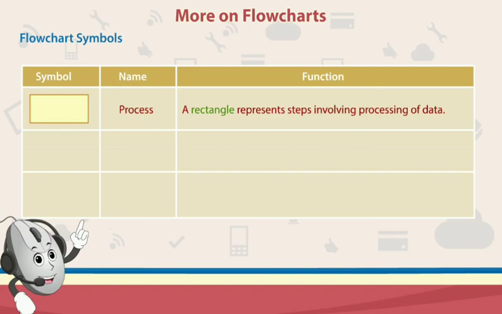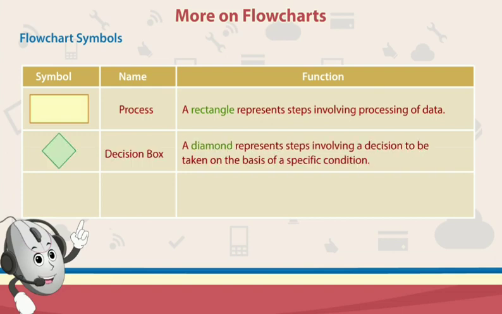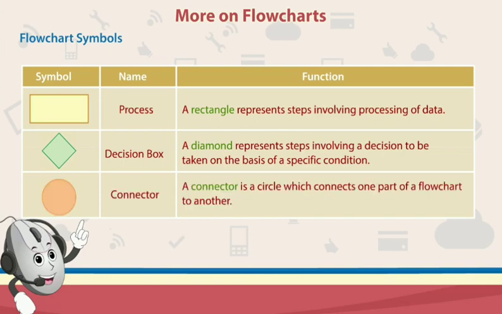Rectangle: it shows the process. A rectangle represents steps involved in processing of data. Then decision box, a diamond shape: it represents steps involving a decision to be taken on the basis of a specific condition. As we did previously, if marks are greater than 35, then pass, otherwise fail. So there we need a decision.